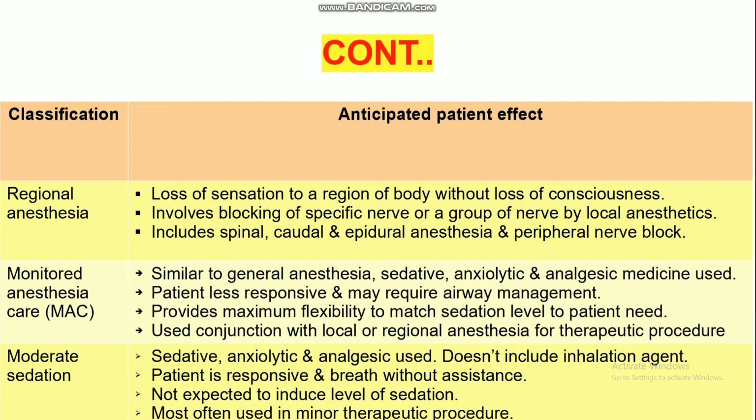Then regional anesthesia. In regional anesthesia, the loss of sensation mainly happens in a region of the body or a particular portion of the body without loss of consciousness. It involves blocking of a specific nerve or a group of nerves by local anesthetics. It includes spinal anesthesia, caudal, epidural anesthesia, etc.